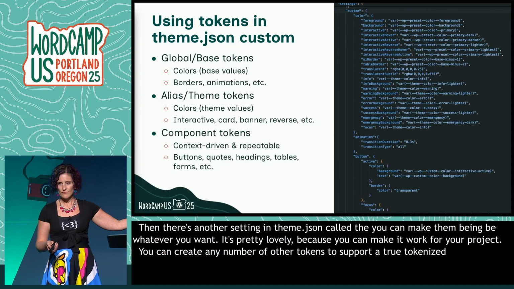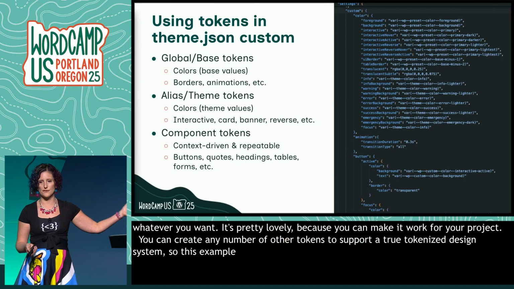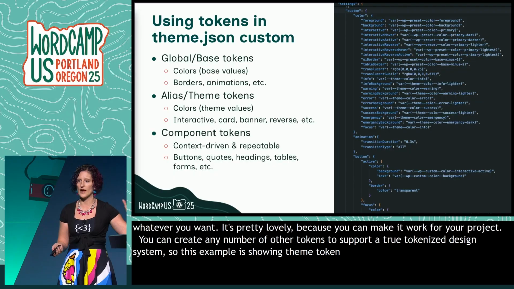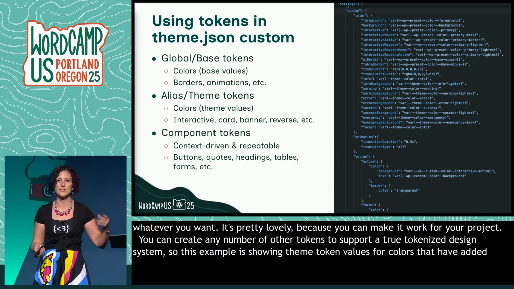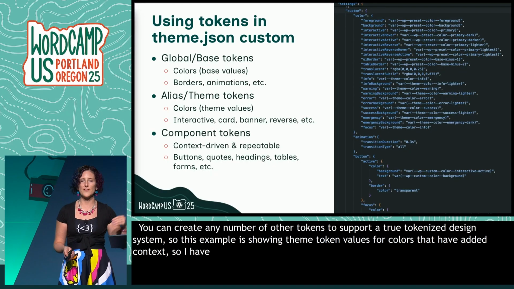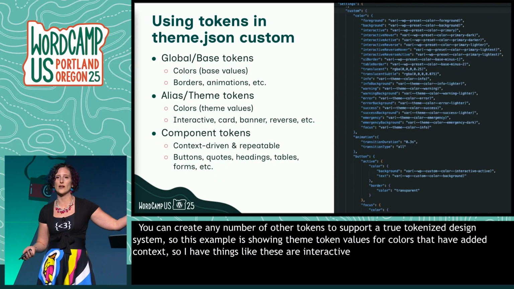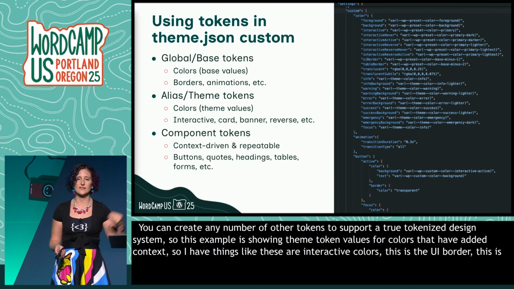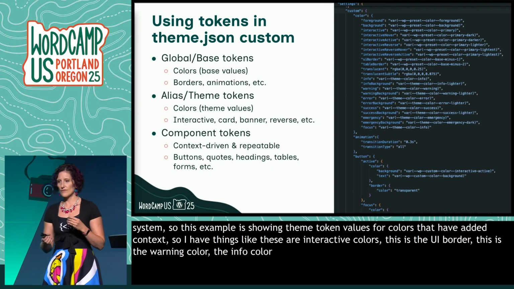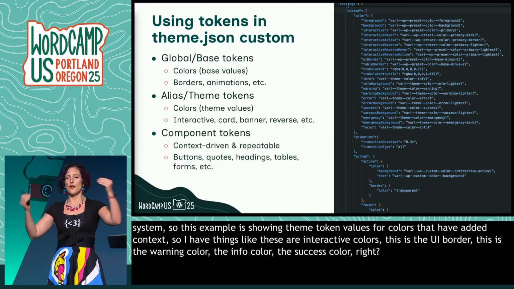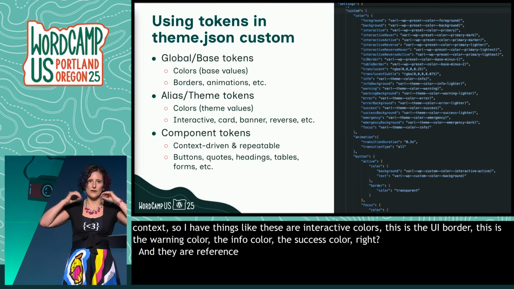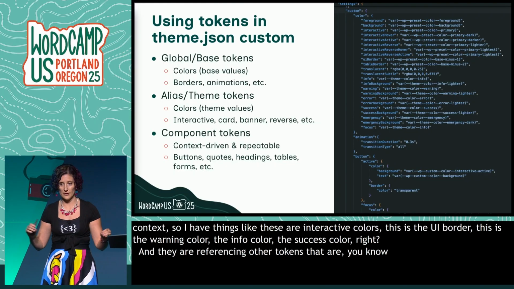So this example is showing theme token values for colors that have added context. So I have things like the interactive colors. This is the UI border color. This is the table border color. This is the warning color, the info color, the success color, right? And they are referencing other tokens that are a layer below, which are referencing tokens that are a layer below.